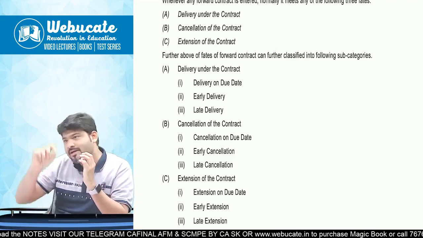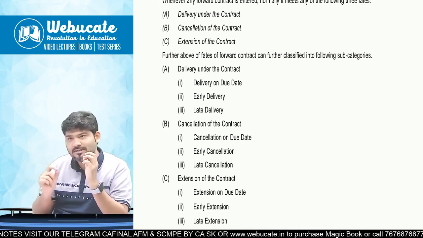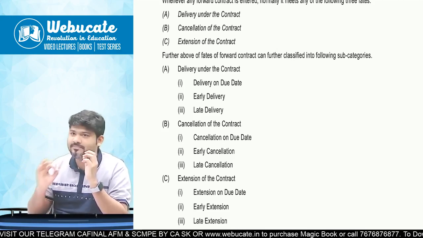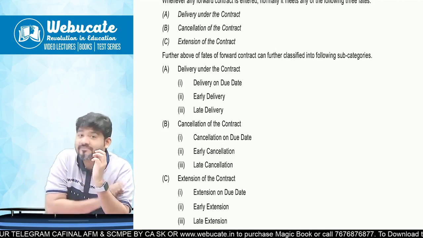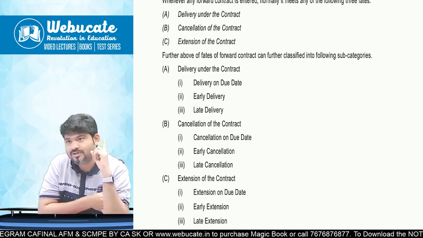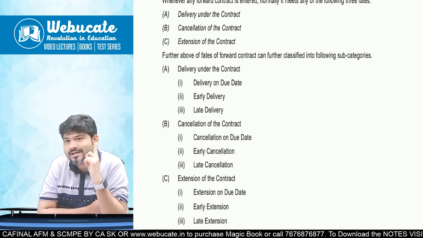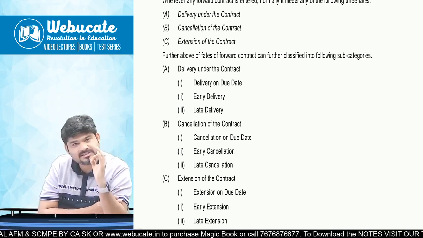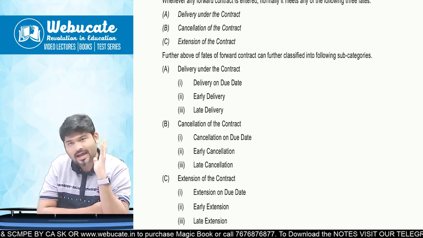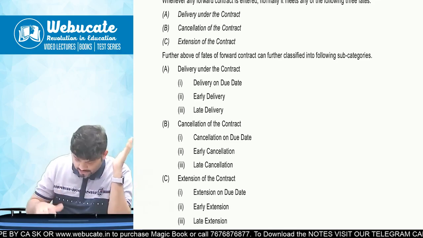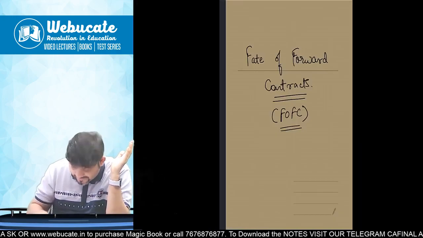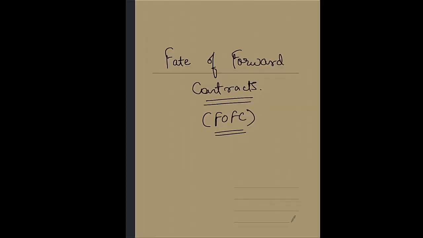Ensure that you are watching all of this, because at least 6 to 8 marks will come in the examinations, and people usually leave it as an option. You should not. If you are planning to score good in one subject, this concept is definitely one that you need to do. Let the game of fate of forward contracts begin.